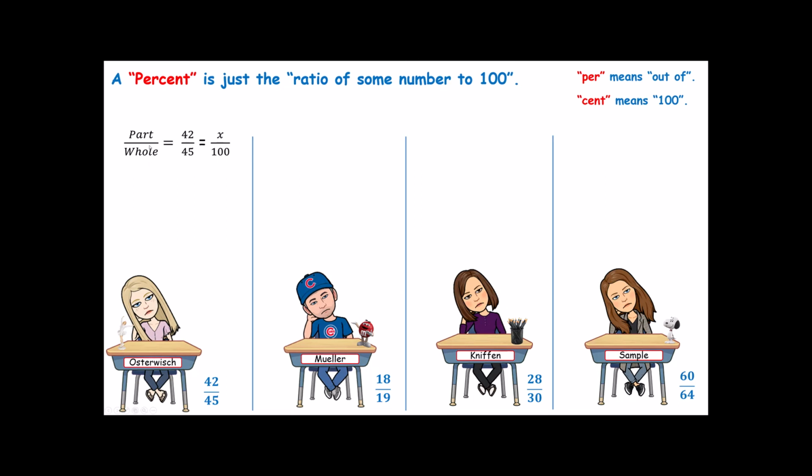I always tell my students that they should set up a ratio of the part to the whole. In the case of Miss Osterwisch, the part that she got right was 42 out of the whole test, which was 45 questions. And we're going to make that ratio that was given to us into a different ratio, being a number out of 100. In other words, if she gets 42 out of every 45 right, how many would she get out of 100?